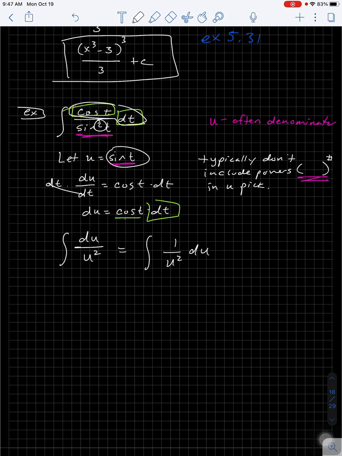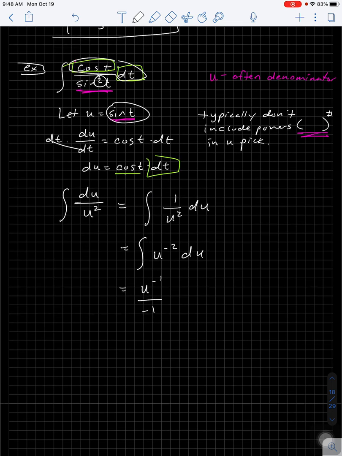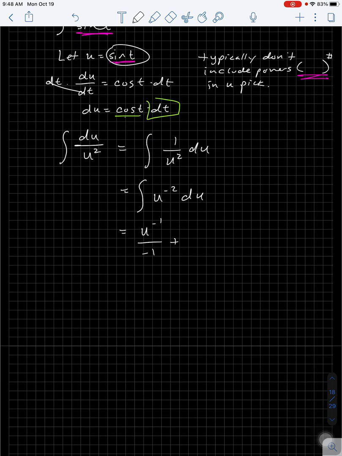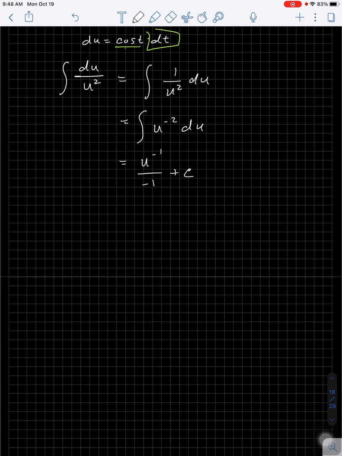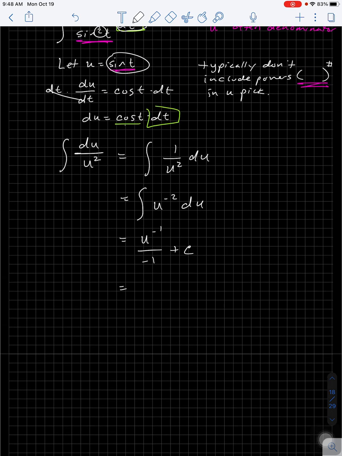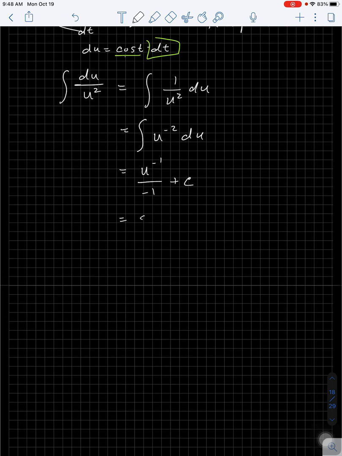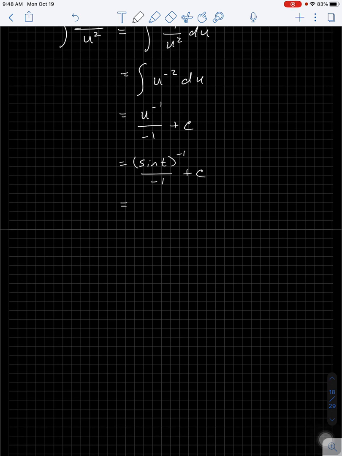And then we integrate. I'm going to write this as u to the negative 2. So it's going to be u to the negative 1 over negative 1 plus c. And then after you integrate, you are going to substitute back in. U, we said, was sine t. So this is going to be sine t to the negative 1. And I'm just going to throw that negative 1 power on the bottom. So this is going to be negative 1 over sine t plus c.